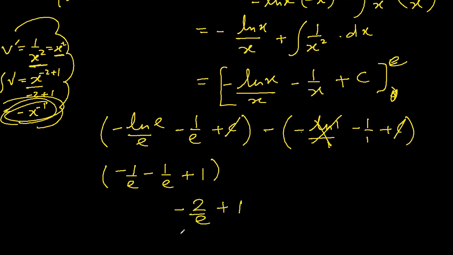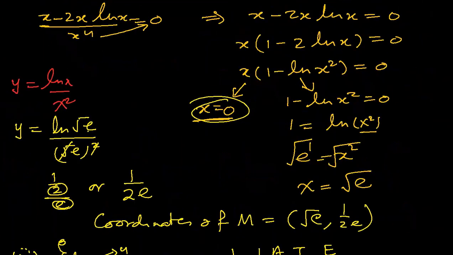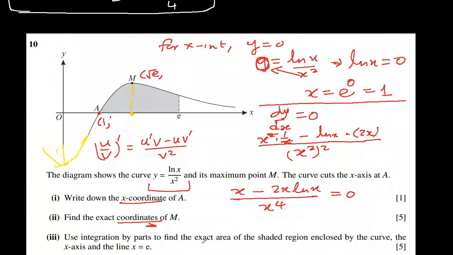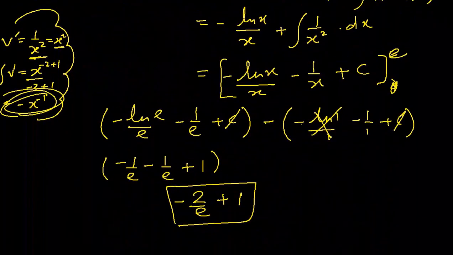This is the area under the curve. Are they asking for the exact area or anyhow? Let's see. Exact area. So that is the right answer: minus 2 over e plus 1.